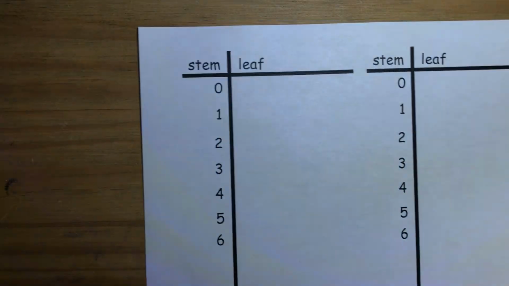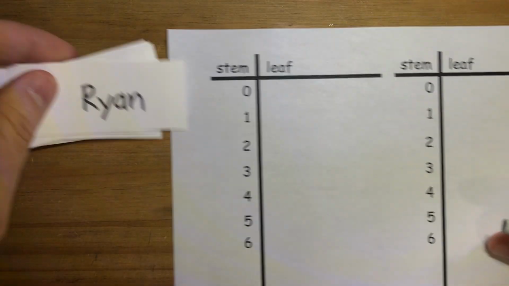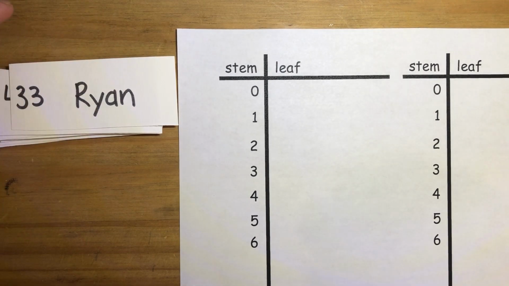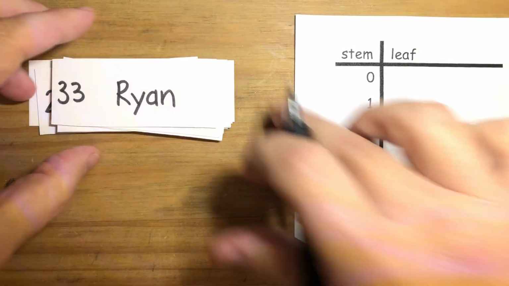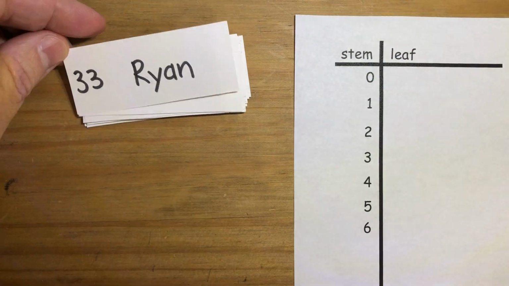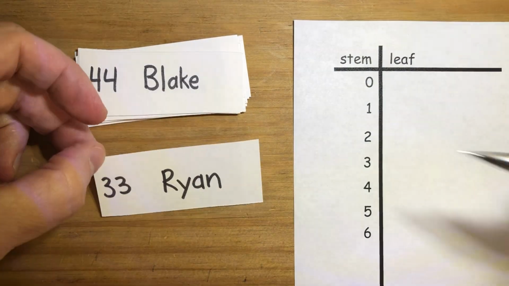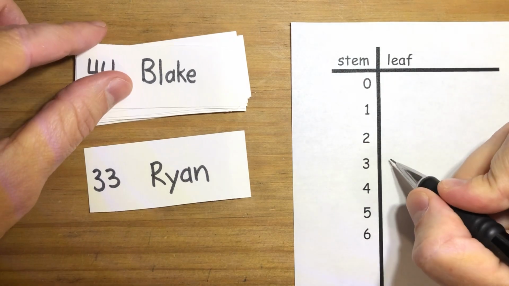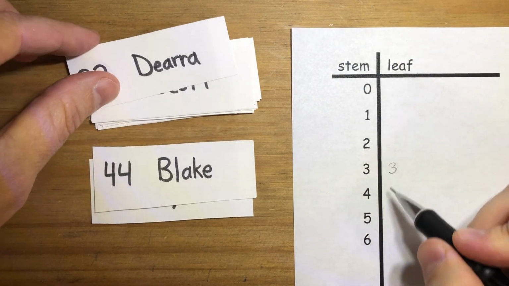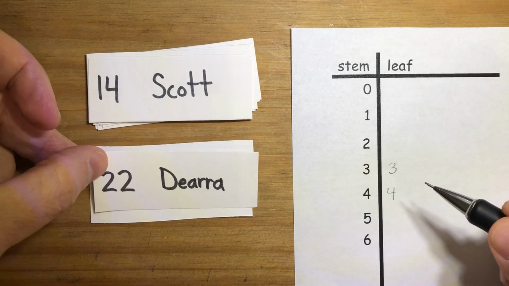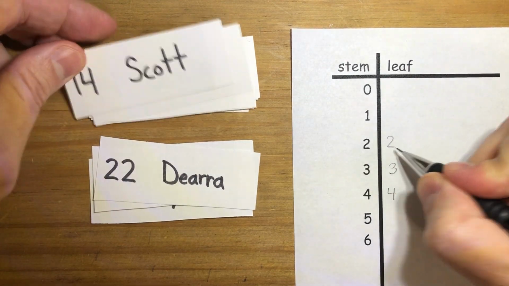What I'm going to do is show you how to make a stem and leaf plot using the data that I just collected. So we're going to put the data in as we go. And that's the whole purpose of a stem and leaf plot, to be able to collect data as you go. So Ryan is 33. I will place a 3 in the leaf where the 3 stem is, and that makes 33. Blake is 44. Deara is 22.